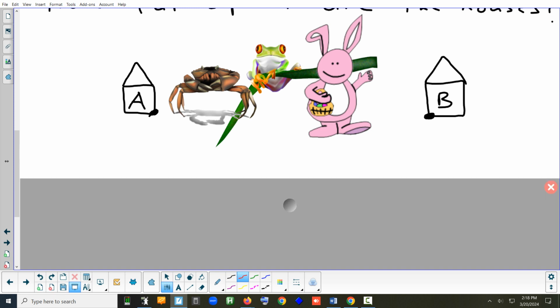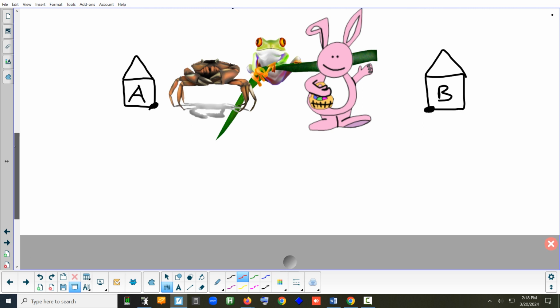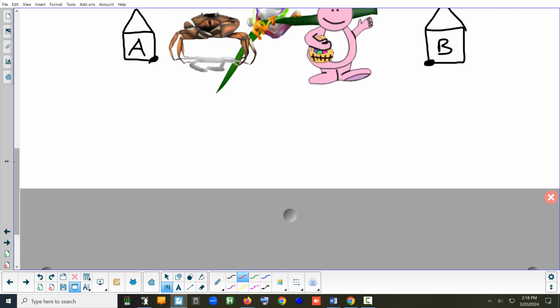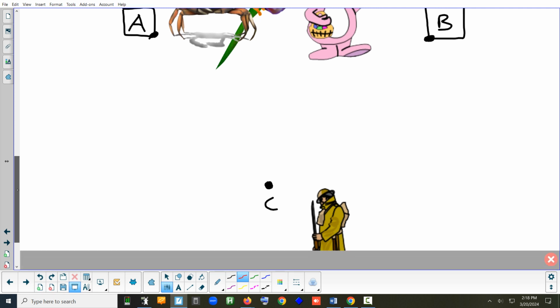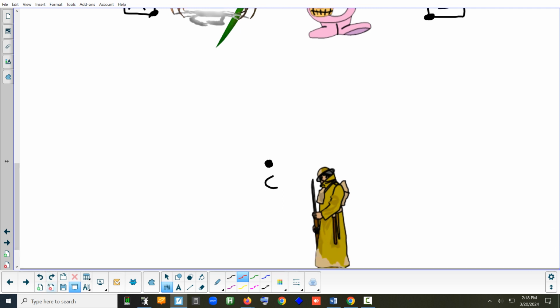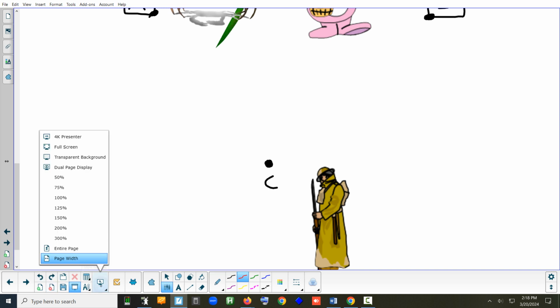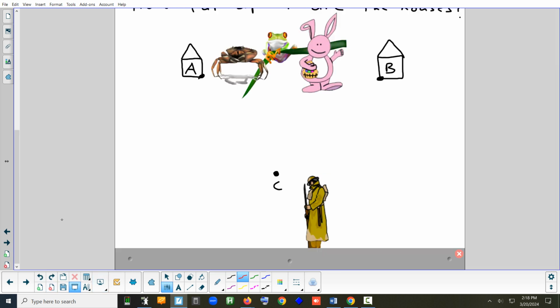That's what trig does. Now, the person that's measuring this is going to be standing down here. I didn't have a surveyor, but I did have a trench soldier. That's good. That's close enough. That's going to be the surveyor.